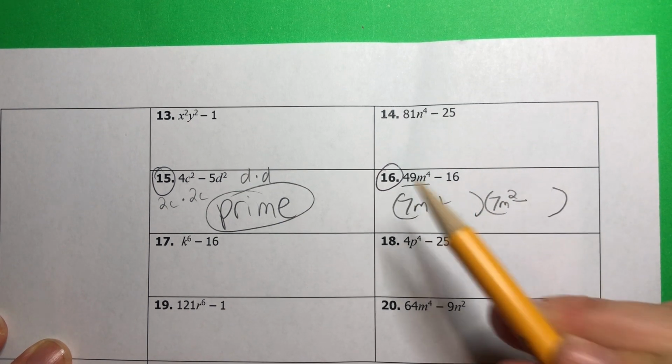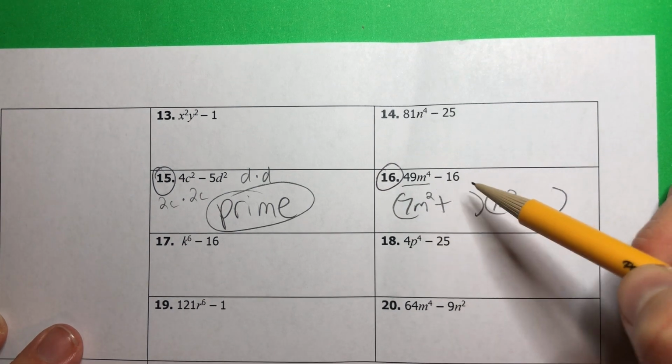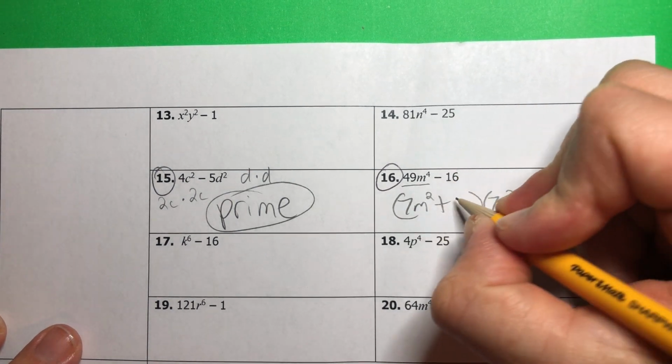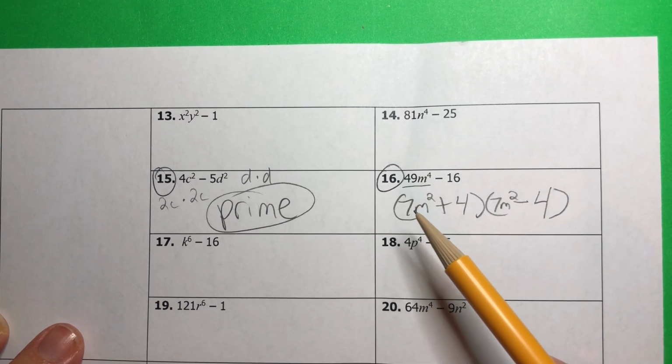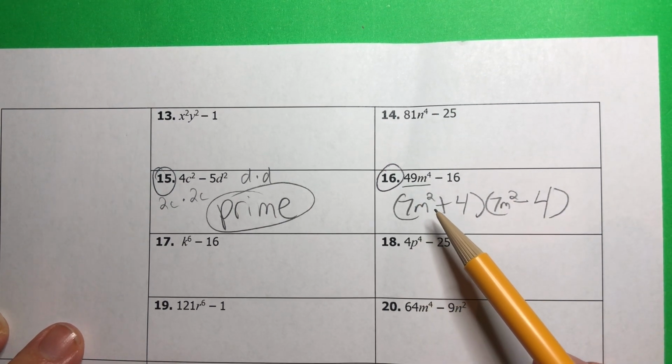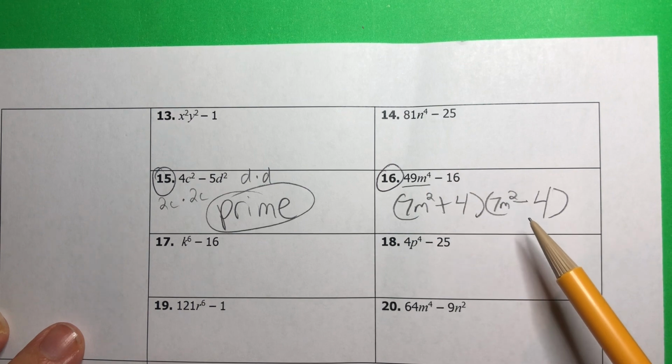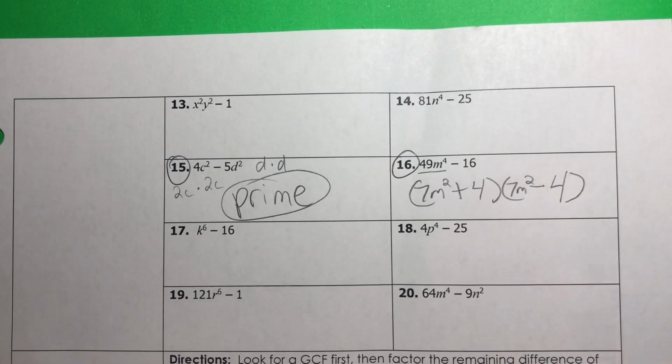7 times 7 would get you 49. Now the second part's easy. You're just taking the square root of 16, which is 4. So your answer is 7m squared plus 4 times 7m squared minus 4. Okay, so these are all the examples we're going to do with difference of squares.